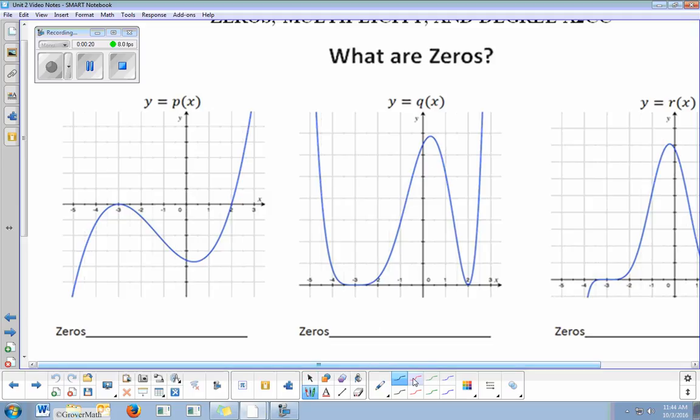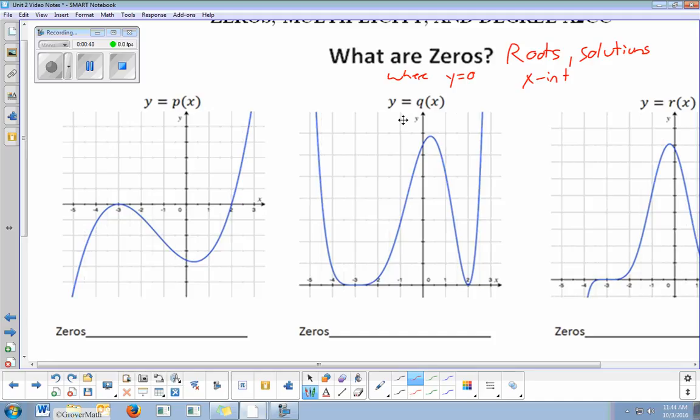Well, zeros are called zeros because they are locations on the graph where y equals 0. So we look for points on the graph where y equals 0. The other word for zeros, the term roots is what I use a lot, but sometimes they are referred to as solutions. And really what all of these things are talking about is x-intercepts.